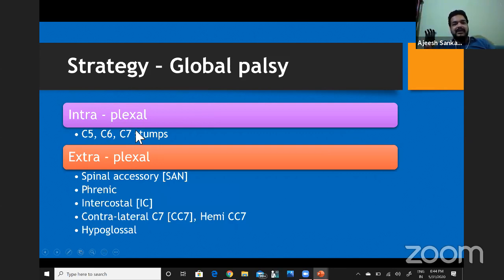If you find any of the roots like the C5, 6, or 7, they can be used for grafting, or else we can do a transfer by using the spinal accessory, the phrenic, the intercostals 2, 3, 4, and 5. They are the common ones used to transfer to the brachial plexus, or even what is now up and coming is a contralateral C7 root. So the contralateral C7 root is dissected, then it's brought around to the opposite side, and then is connected to any of the donors. Usually it is connected to the hand. And hypoglossal was one of the earlier ones, and is currently out of fashion.